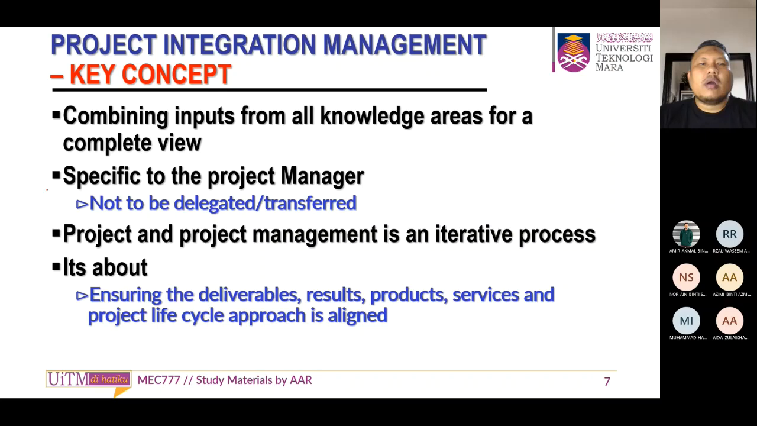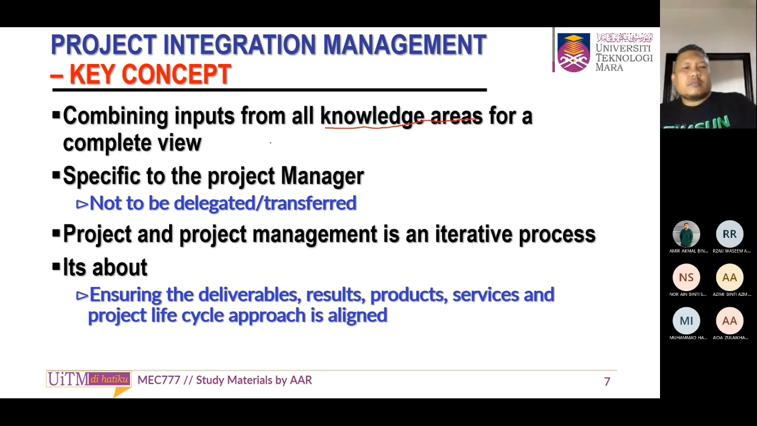Now we start to discuss the first knowledge area. For integration management, as I said in the early class, we are combining all knowledge areas. We have in total 10 knowledge areas. So we combine all these knowledge areas, and then for a complete view, we can see the complete project management.